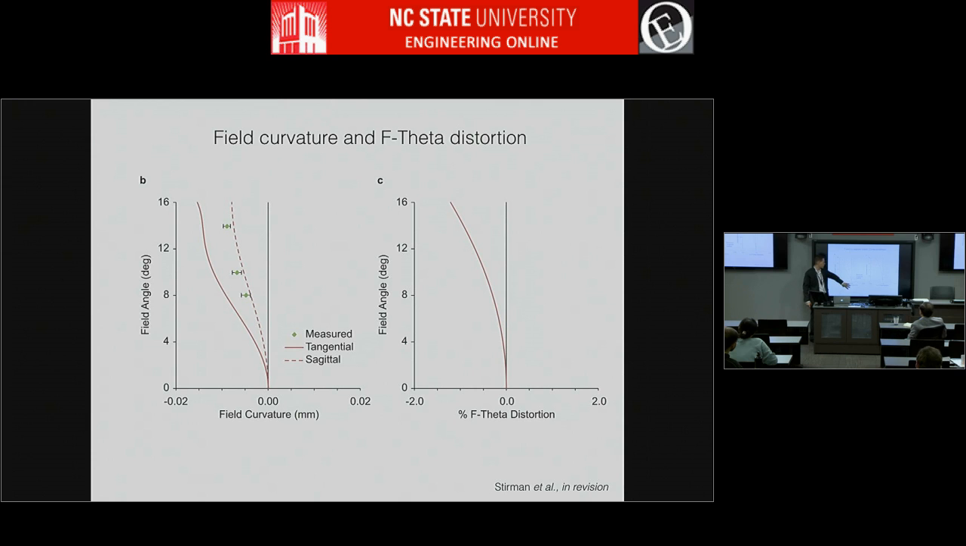So we have some field curvature in our system. It turns out to be not that bad, even though we didn't optimize for this. Our F-theta distortion is also not that bad, even though we didn't optimize for it. It just kind of came out of it as we were correcting for aberrations. It turns out to be not particularly significant, at least for our preparation.